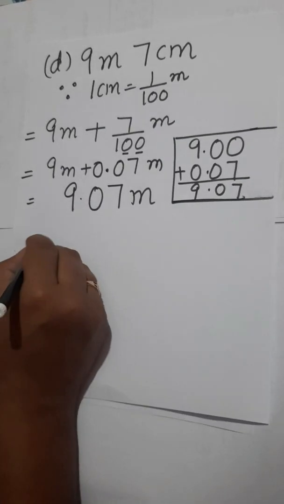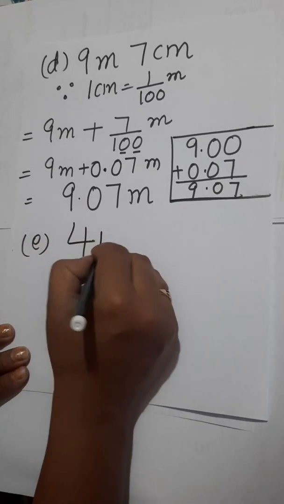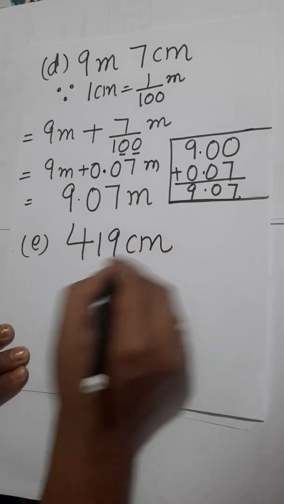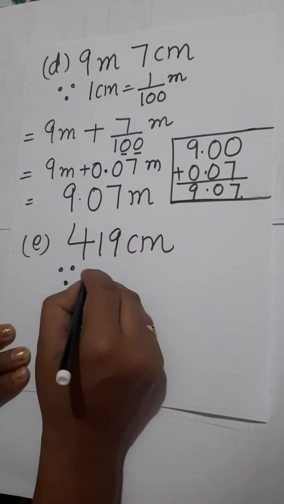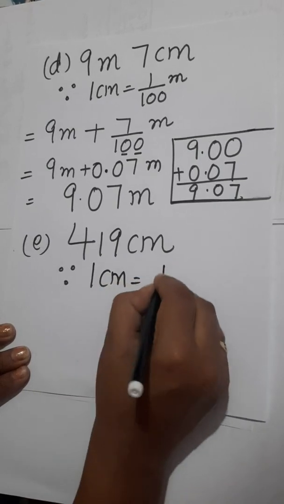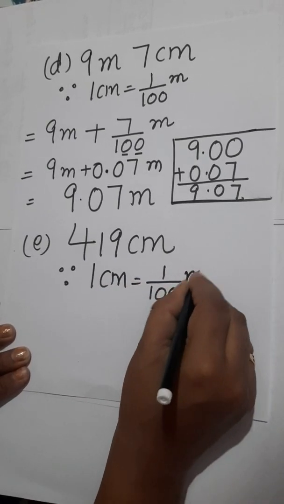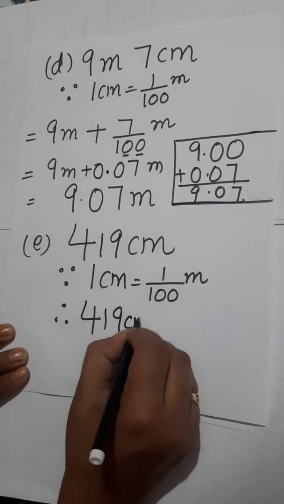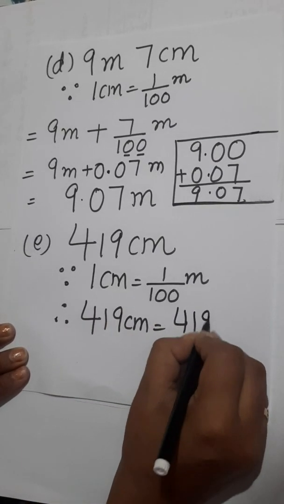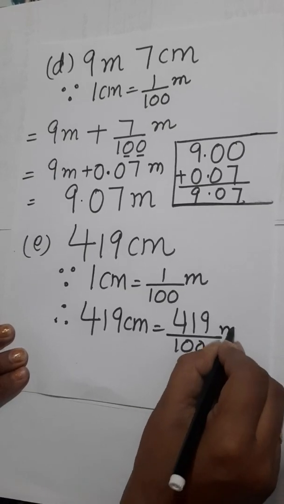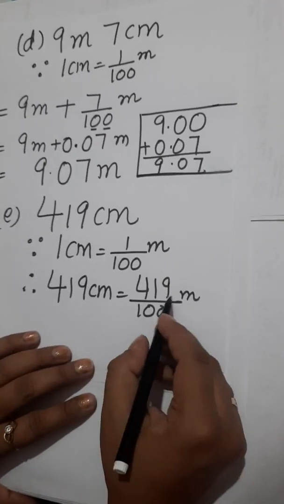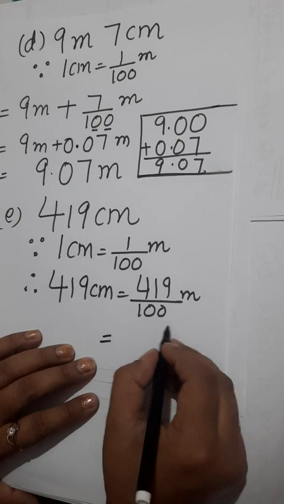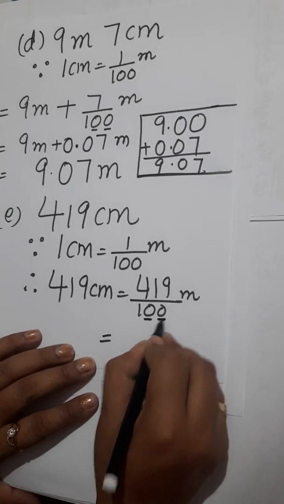Now next we have E part. E part is 419 centimeter. Again I will write, since 1 centimeter is equal to 1 upon 100 meter, therefore 419 centimeter is 419 upon 100 meter. Now in this you have to express in decimal. Here we have 2 zeros in the denominator.